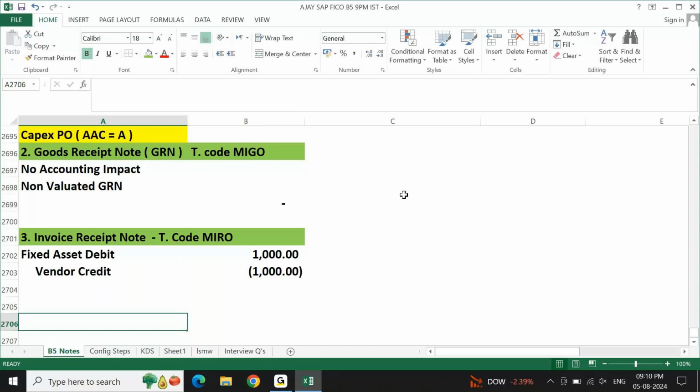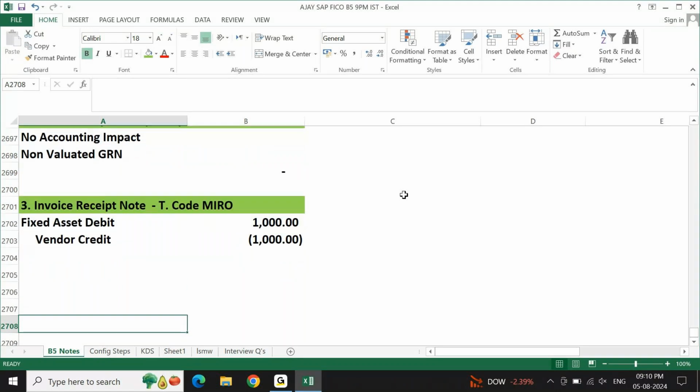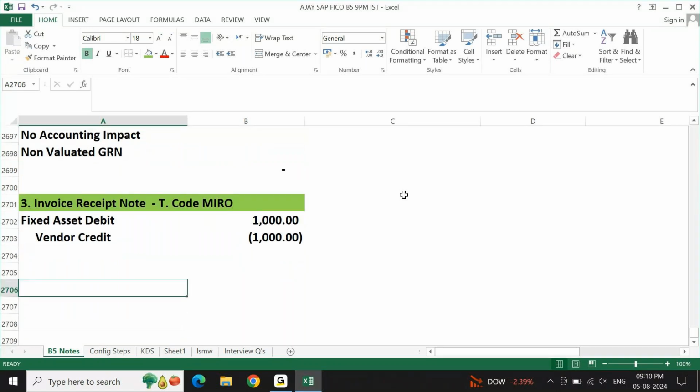You are treating your asset as a non-valuated GRN. Since it is non-valuated, no value, no accounting entry. Very simple. No value is nothing but non-valuated. And when it comes to invoice booking, you are not booking GRIR account debit here. There is a difference. This is your fixed asset account debit, vendor account credit.